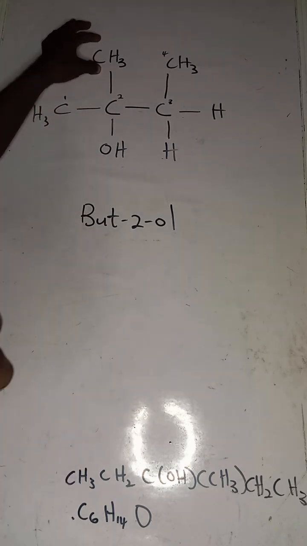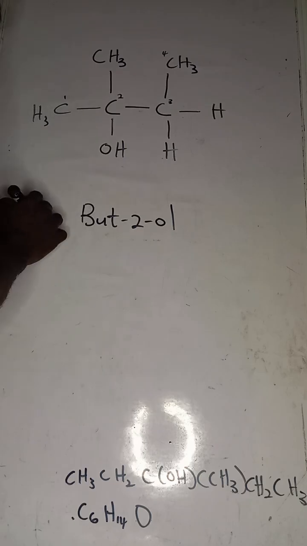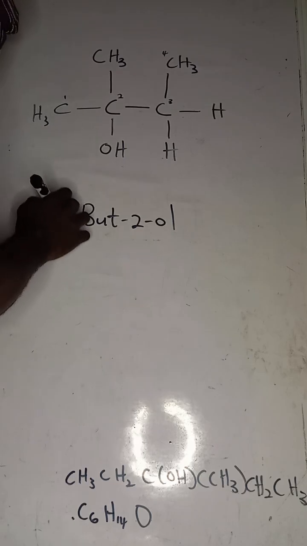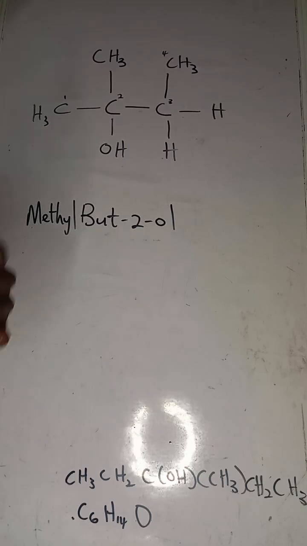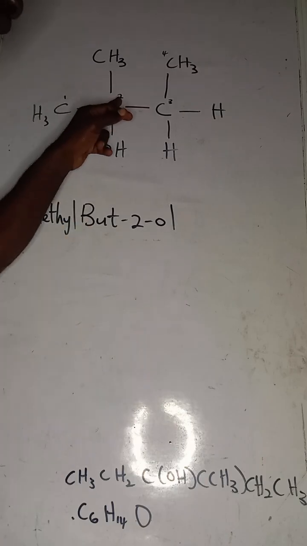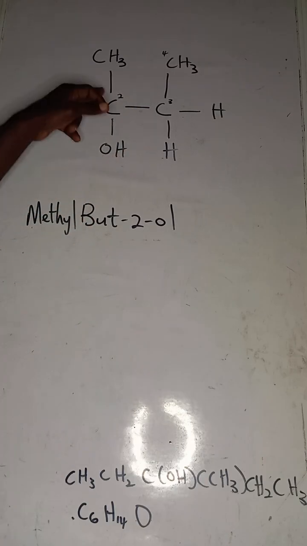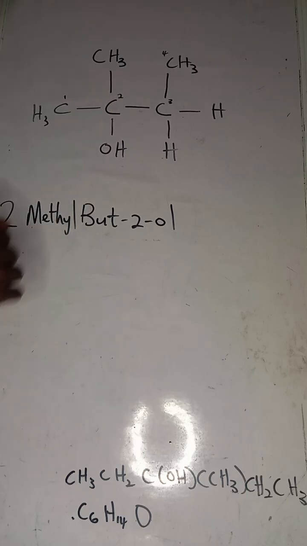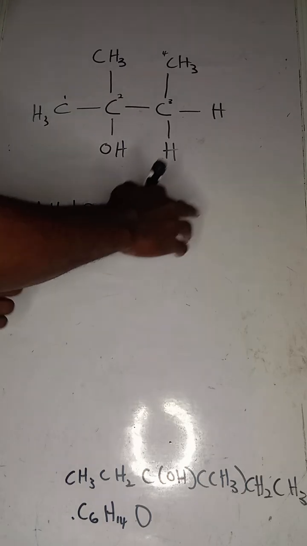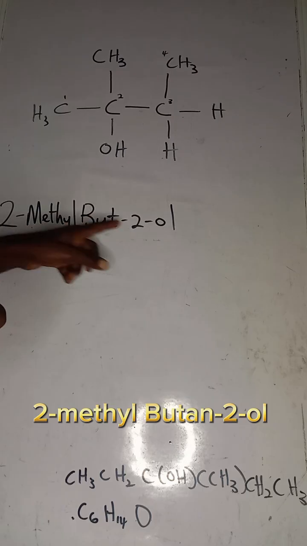The branch here is an alkyl group and the name is methyl. Now, what position is methyl found on? On position 2, just like the functional group that we have. So what do you call it? You call it 2-methylbutan-2-ol. Now, why did I put a dash here and a dash here?